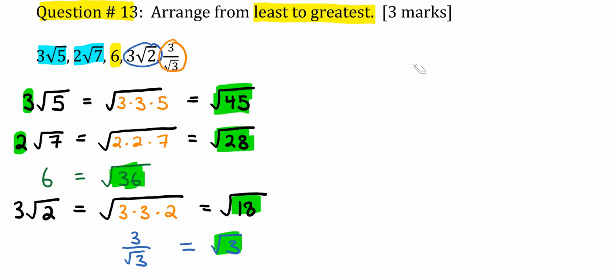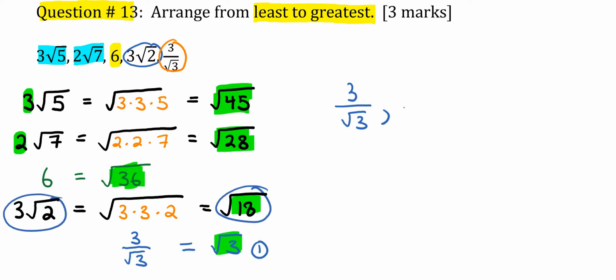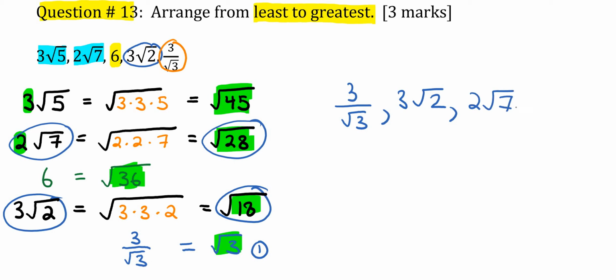So if I'm going from least to greatest, I believe root 3 would be the first, so it would be 3 over root 3. After that, I guess root 18 is the next one, so root 18 is going to be 3 root 2. Then after that, it's going to be root 28, which is 2 root 7. Then it's going to be a 6. And then root 45 is the biggest. Well, sorry, not root 45, it's going to be 3 root 5. And that's how I would arrange this from least to greatest.